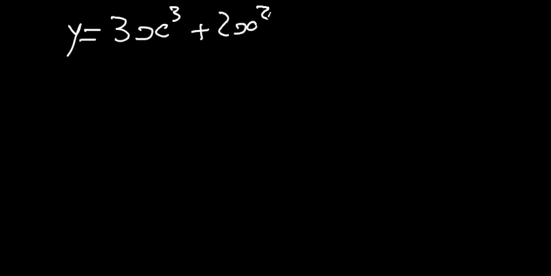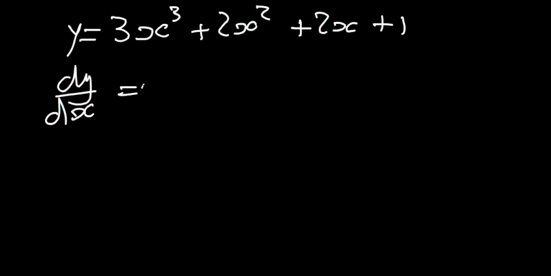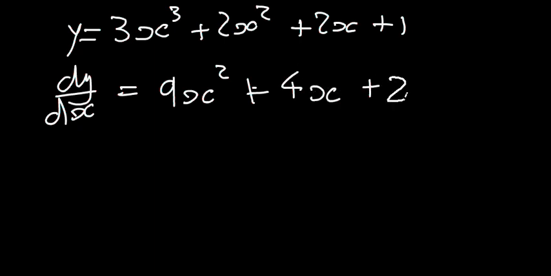If you've already done differentiation, then you can have a look at integration. I'll just run through an example. y equals 3x cubed plus 2x squared plus 2x plus 1. The differential of this, dy by dx, is equal to 9x squared plus 4x plus 2.